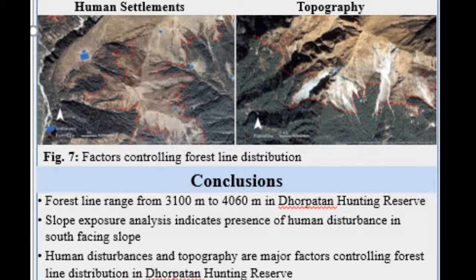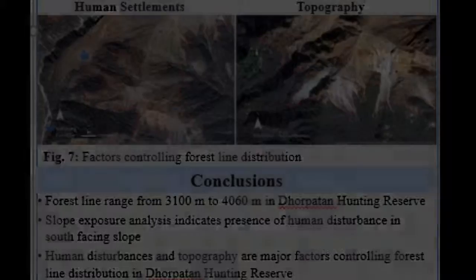In conclusion, we found that the forest line ranges from 3,100 meters to 4,060 meters in the Dorpitan Hunting Reserve. Slope exposure analysis indicates presence of human disturbance in the south-facing slope. Lastly, human disturbances and topography are the major factors controlling forest line distribution in the Dorpitan Hunting Reserve.